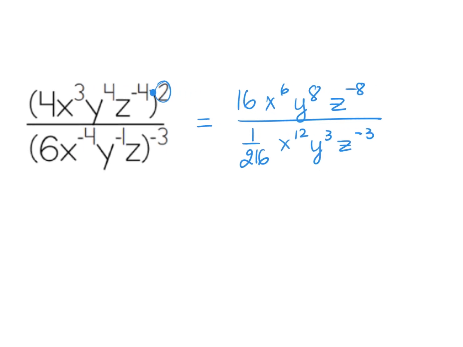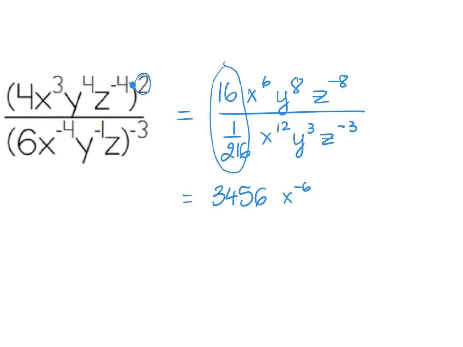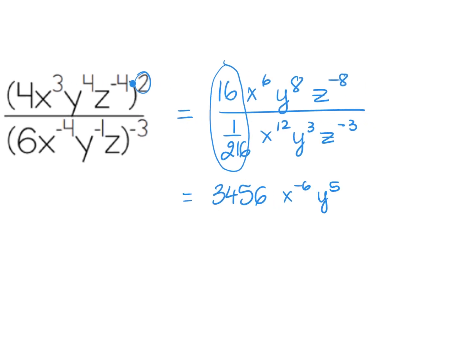All right, time to simplify. So 16 over 1 divided by 216, you should get 3,456. X to the 6 over x to the 12. Remember, divide, you will subtract. So 6 minus 12 is negative 6. Y to the 5th, 8 minus 3 is 5. Z, negative 8 minus negative 3, negative 8 plus 3, z to negative 5.